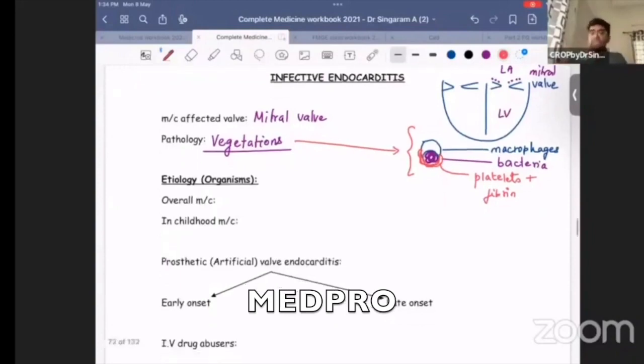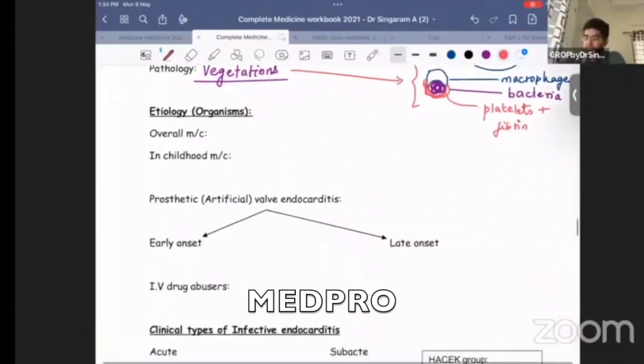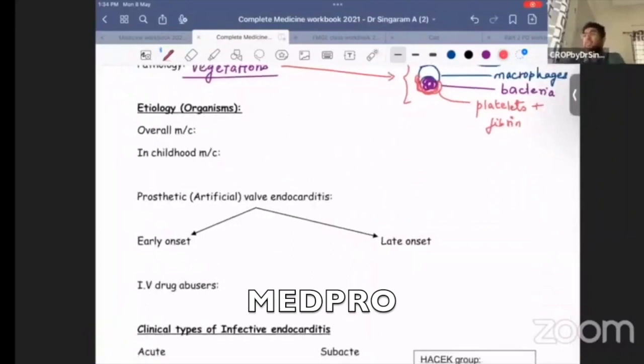As usual, this is an infection, so it goes without saying you should know the name of the organism associated with infective endocarditis. Any idea which is the overall most common organism in infective endocarditis? Anybody? See, I'm putting a lot of stars here. So many questions have been asked from this particular section. Overall most common is Staphylococcus aureus. Staph aureus is the overall most common.